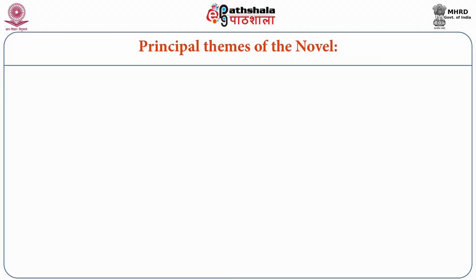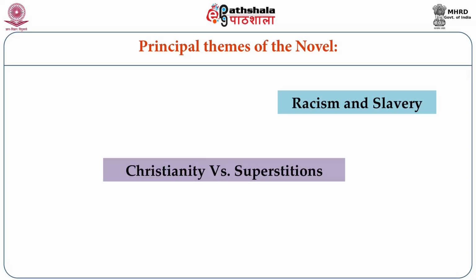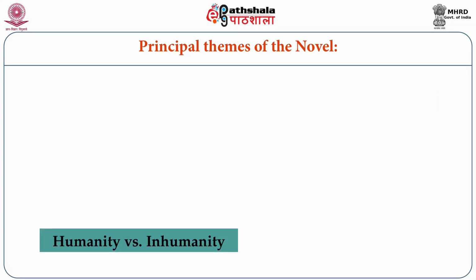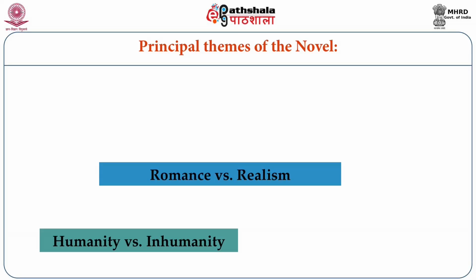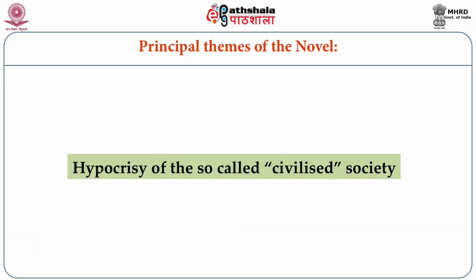We can enumerate the principal themes of the novel like this: racism and slavery, Christianity versus superstitions, individual versus society, humanity versus inhumanity, romance versus realism, natural virtue versus imposed virtue, and the hypocrisy of the so-called civilized society. Now you see, we have already talked about some of these things.